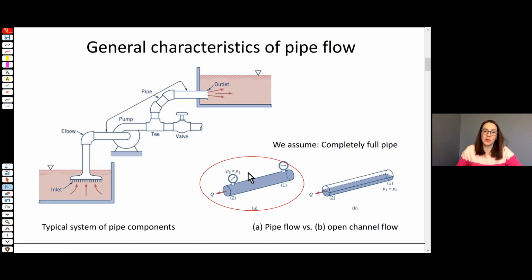One thing we're going to assume in all of this pipe flow is that we're dealing with a closed pipe, closed container, so that we can develop pressure differences between different sections, and also that the fluid completely fills the pipes. So we're not dealing with open channel flow, but the pipe is completely filled.